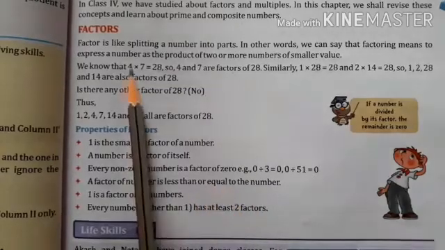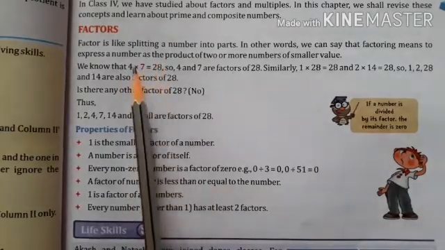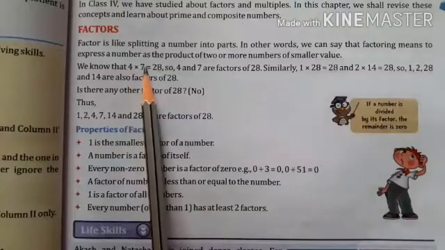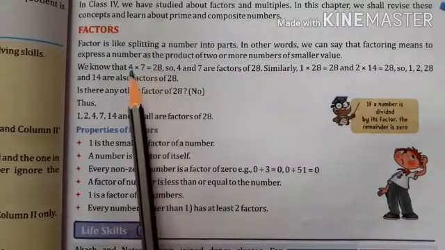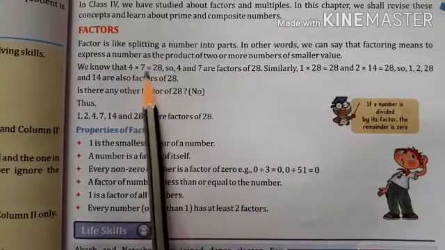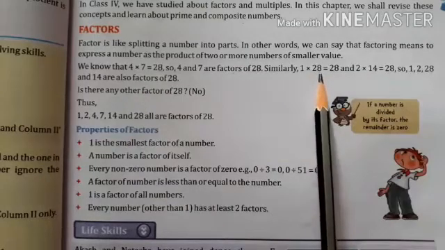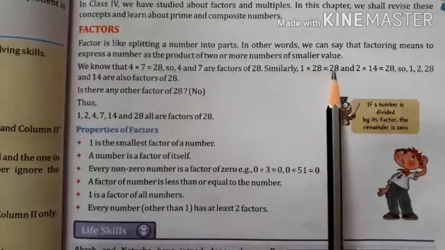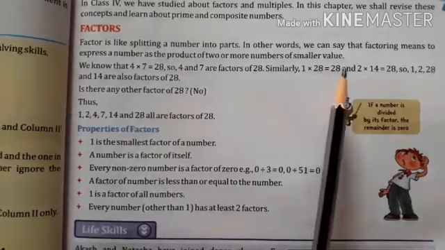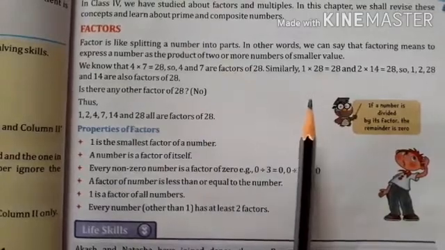Look at here, students. 4 into 7 equals 28. Here 4 and 7 are the factors, right? So here the factors are less than 28. Now look at here. Here 1 and 28 are the factors, right? So here factor 28 is equal to the number 28. So a factor of a number may be less than the number or equal to the number, okay?